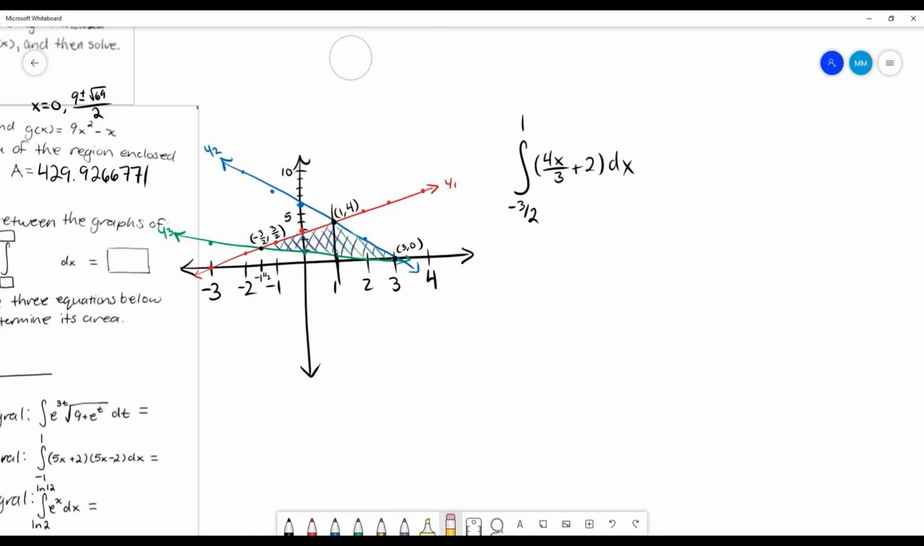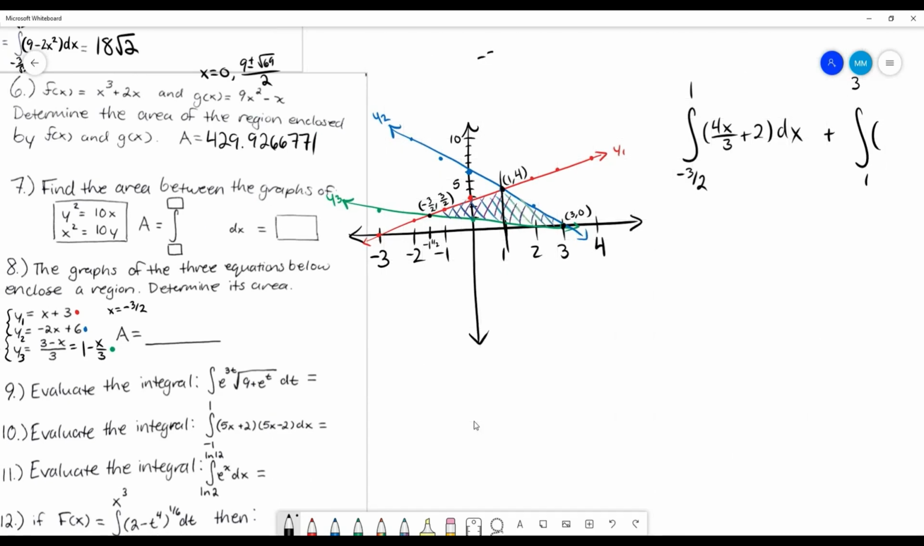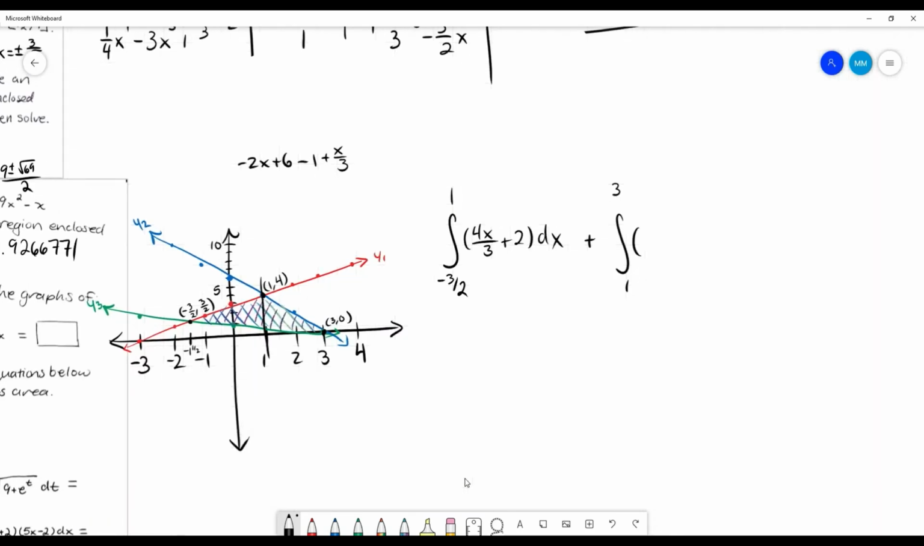Then my second integral is going to be from 1 all the way to 3, which is this last intersection point. So from 1 to 3. And our top function is going to be y2, so it's going to be y2 minus y3. y2 is -2x plus 6, again minus 1 minus -x over 3. And again, we want to combine like terms, so that turns into 5 minus 6x over 3. So it looks like that. Okay, and those are our integrals.